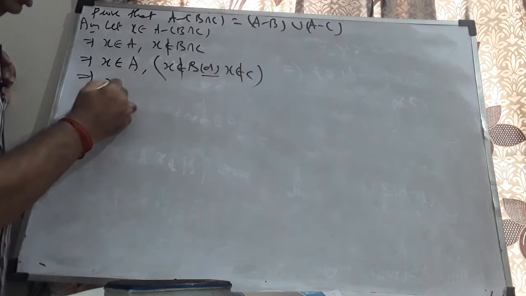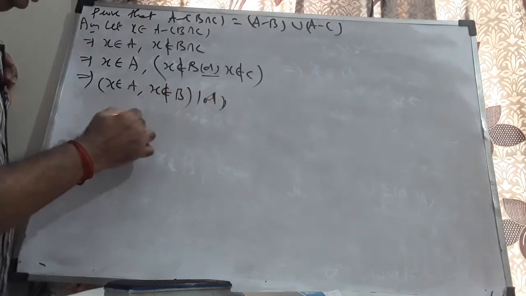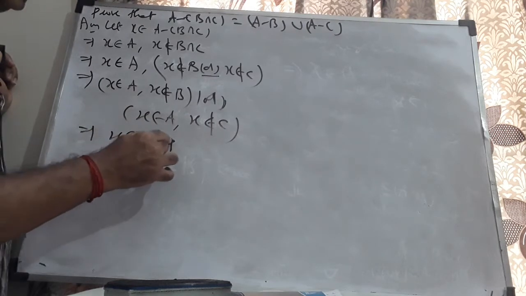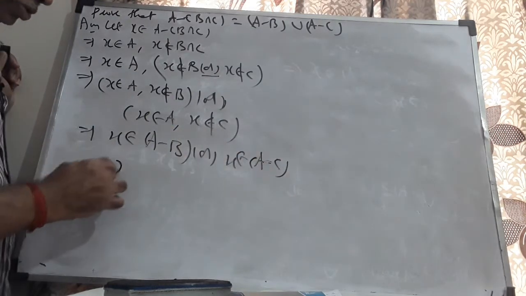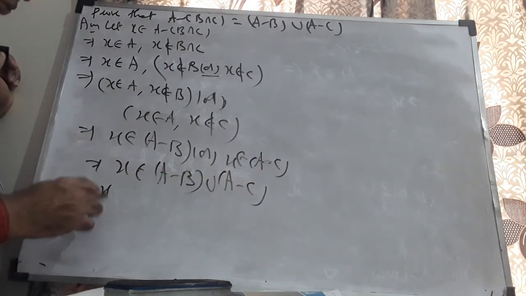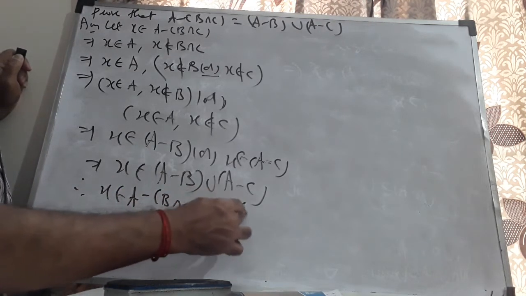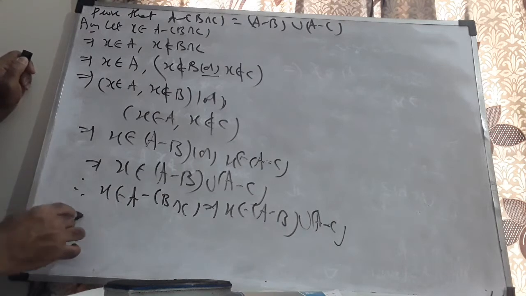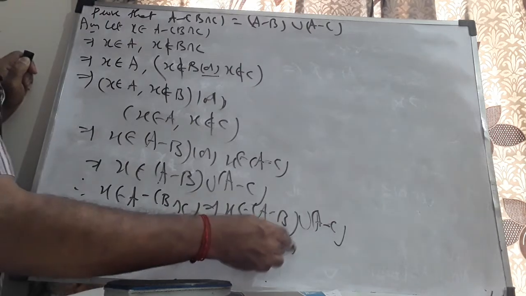Therefore, this or is a must. For X in A, comma X not in B, or X in A, comma X not in C, implies X element of A minus B or X element of A minus C, which implies X element of A minus B union A minus C. Therefore, X element of A minus B intersection C implies X element of A minus B union A minus C. Okay, which implies A minus B intersection C is a subset of A minus B union A minus C.